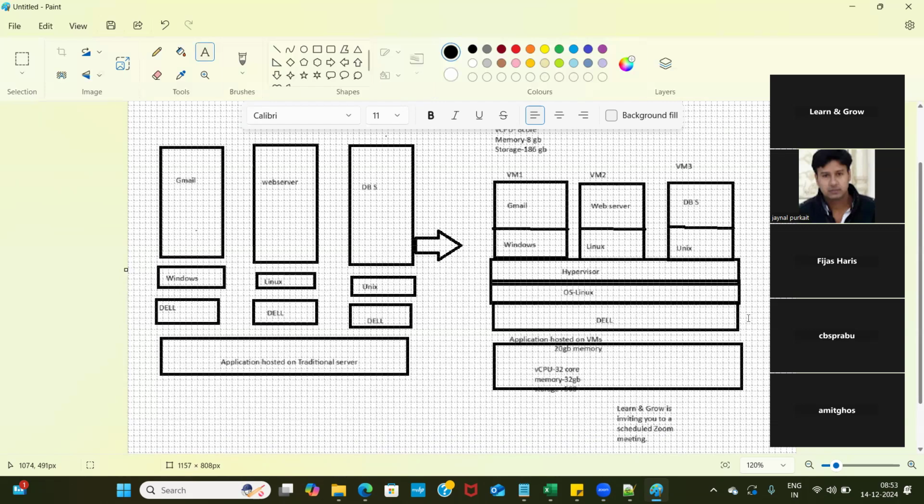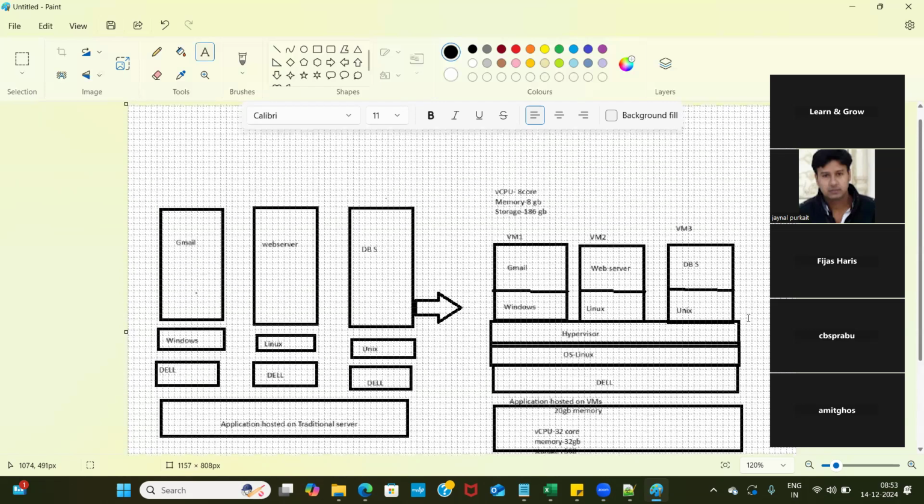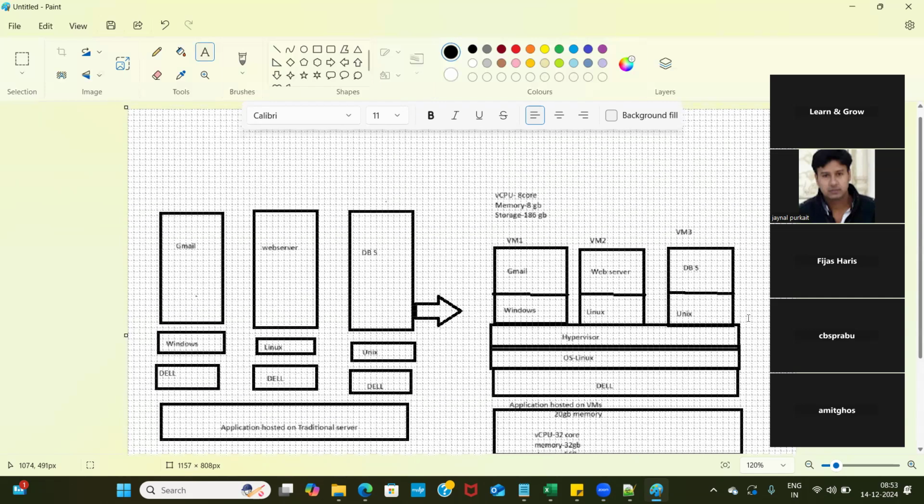And a NIC card, that is network interface card. Yeah, of course, it's required for communicating. On top of that, we will have a base OS. In this scenario, we are considering that it is Linux. Then on top of that, we should and we must deploy the hypervisor.